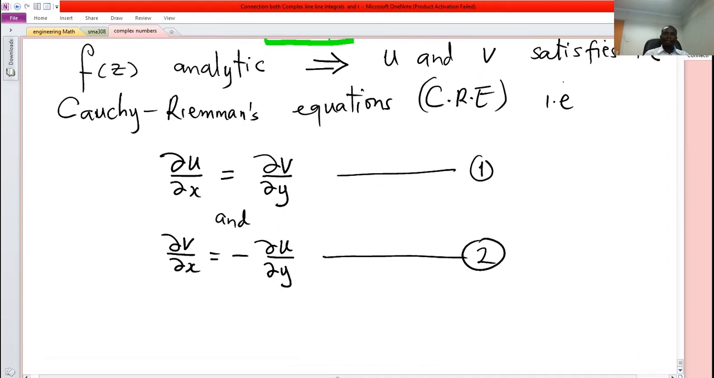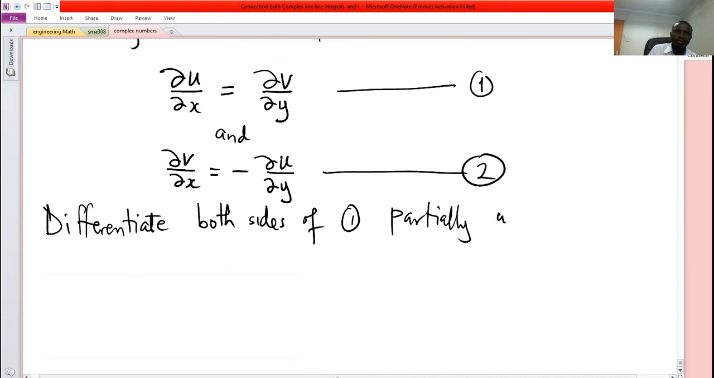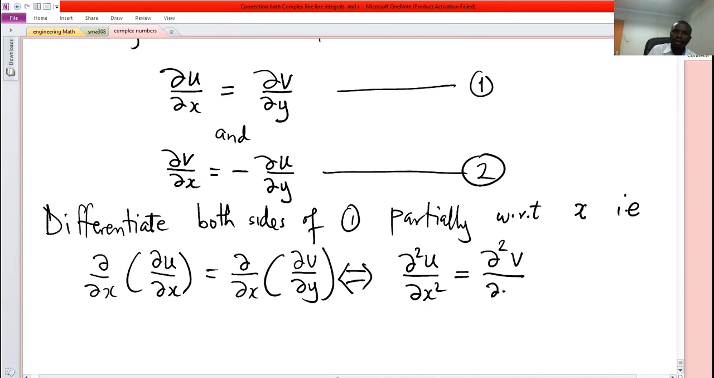Now, in equation 1, differentiate both sides of 1 partially with respect to x, i.e. partial x of partial u partial x equals partial x of partial v partial y, which results in partial squared u partial x squared equals partial squared v partial x partial y. Then we call this one equation 3.